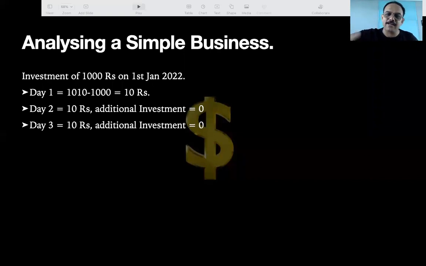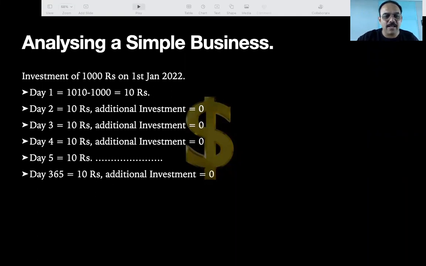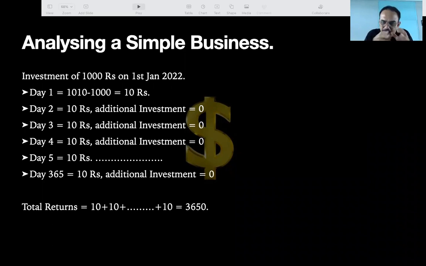Or did he rotate the same money? So what he got on day 1, can we say he kept on rotating for 365 days the same 1000 rupees? So at the end of the year, if we add 10 rupees for 365, 365 into 10, did he earn 3650 rupees with the same 1000 rupees? How many of you agree that he earned 3650 rupees with the same 1000 rupees which he had on the 1st January? Yes.